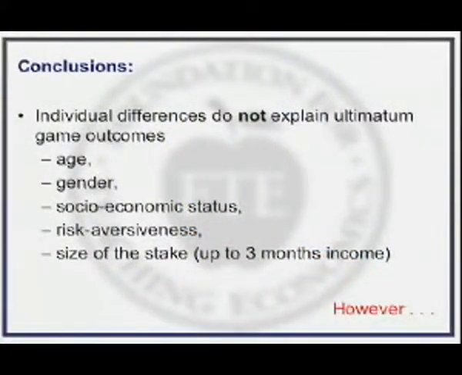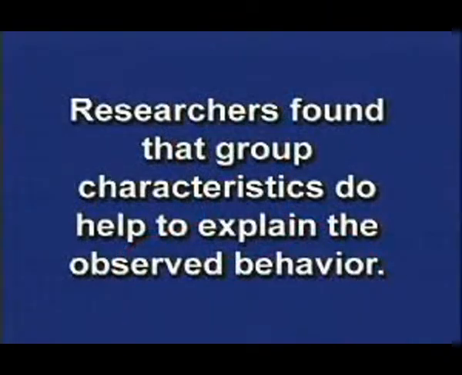Points to emphasize include, first, the research clearly shows that individual differences aren't explanatory of the experimental results. We can't point to any individual characteristic and say, for example, richer people make less generous splits than poorer people, or older people make more generous splits than younger people. And point 2, which is most important for our purposes, emphasize that the researchers found that group characteristics do help to explain the observed behavior in the ultimatum game.